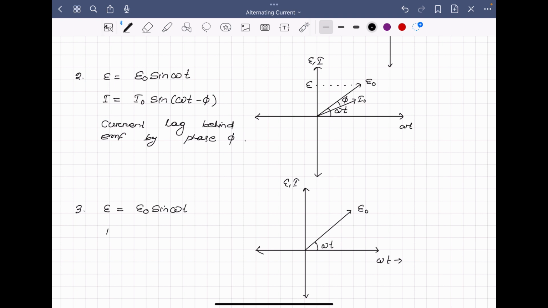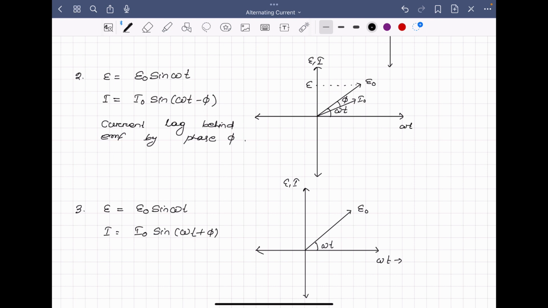If we have I equal to I naught sin(omega t plus phi), that means here current I leads the phase, yes or no? Because in EMF the phase is omega t, but in current we have phase omega t plus phi. Plus phi means some extra angle is added. That means current leads. That means current goes upward.